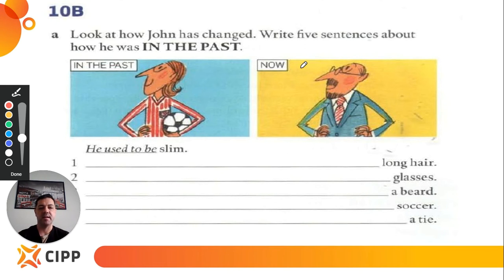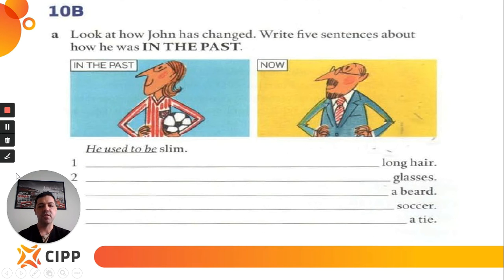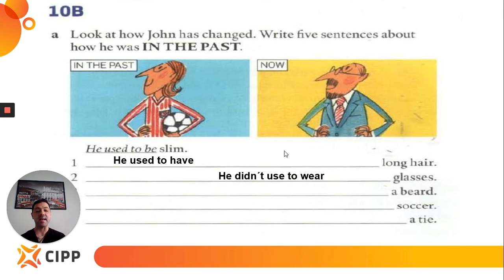The first example is done for you. He used to be slim, but now he's not that slim anymore. Let's do the other ones together. In the past, now. And you have here long hair. So what can we say about him in the past? He used to have long hair because now he doesn't have it anymore. What about the second? You have the word glasses at the end of the phrase. Did he wear glasses or not? In the past, he didn't used to wear glasses. So that's why you have to start with the negative sentence.